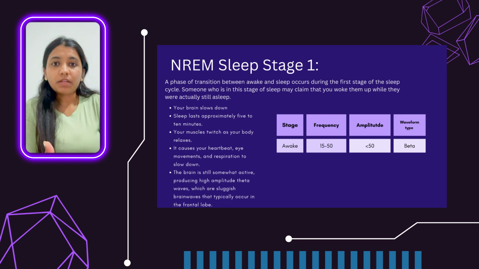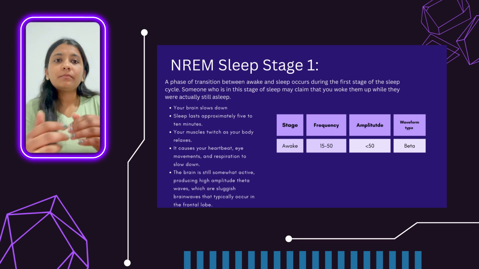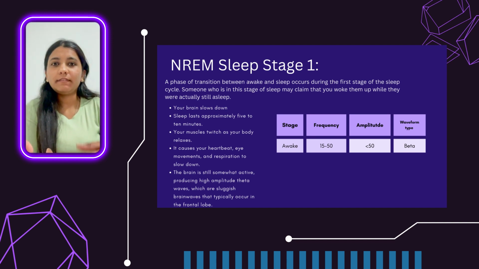NREM sleep stage 1, non-rapid eye movement sleep stage. This is the first stage of sleep, the phase of transition between wake and sleep. Someone who is in this stage of sleep may claim that you woke them up while they were actually still asleep. Sometimes you may also feel that you fell down from your bed, but you didn't fall. You are actually on the bed.